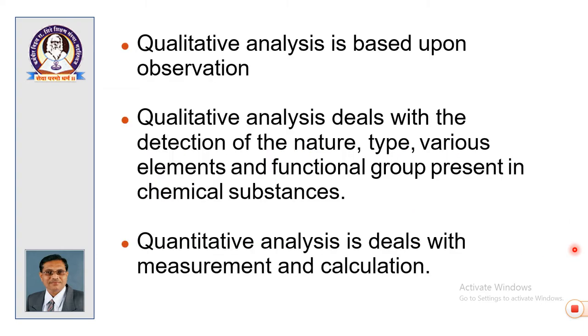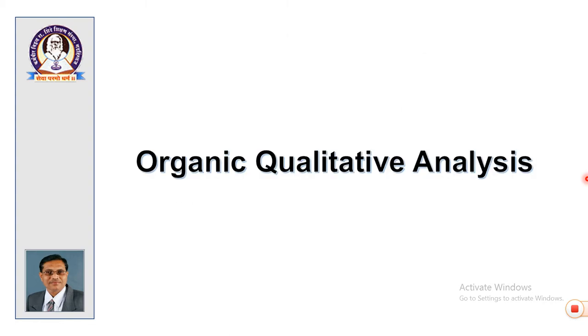Okay. Then whenever we consider chemistry practicals, there are 2 types of experiments. Of course, there are some hybrid experiments also. One is called as qualitative analysis. The technique or the experiment which is based upon observations only is called as qualitative analysis. Qualitative analysis deals with the detection of nature, type, various elements, functional group present in the chemical compound. I am dealing with organic in particular. Quantitative analysis deals with the measurement and calculation. So, for organic section, there are qualitative and quantitative both type of experiment.